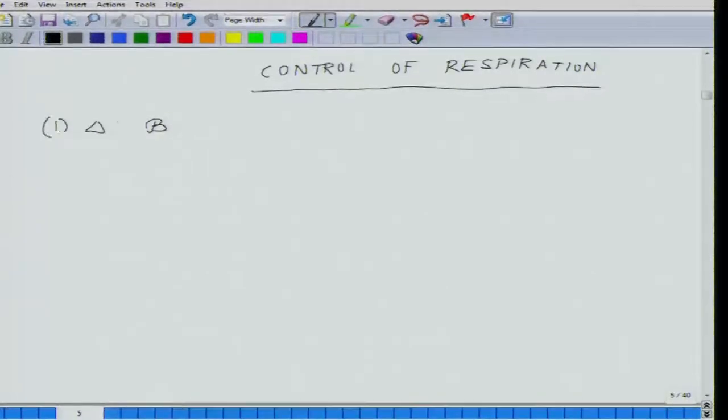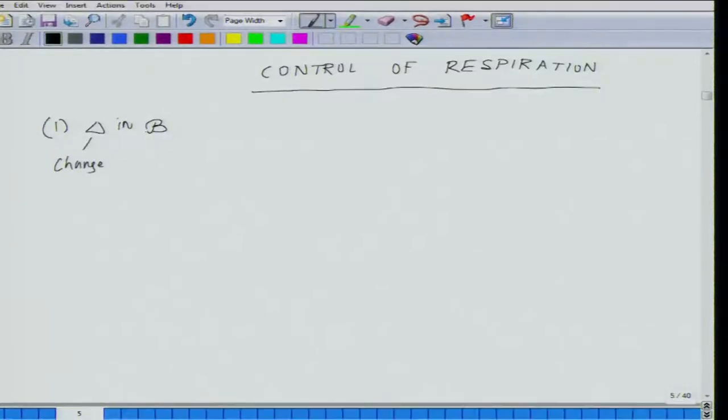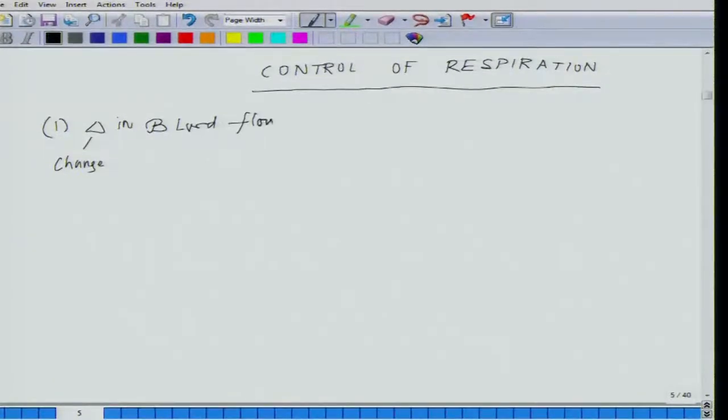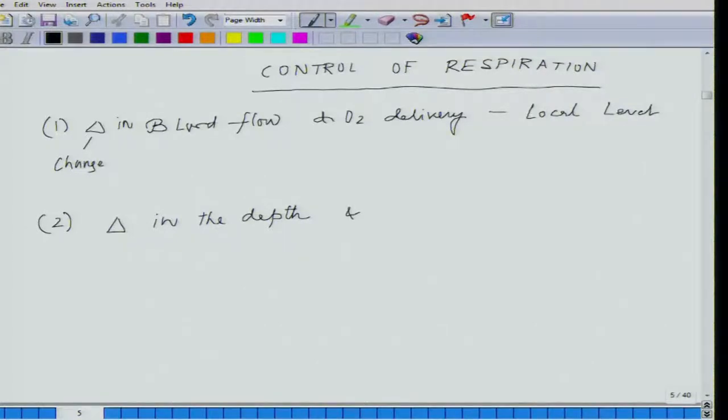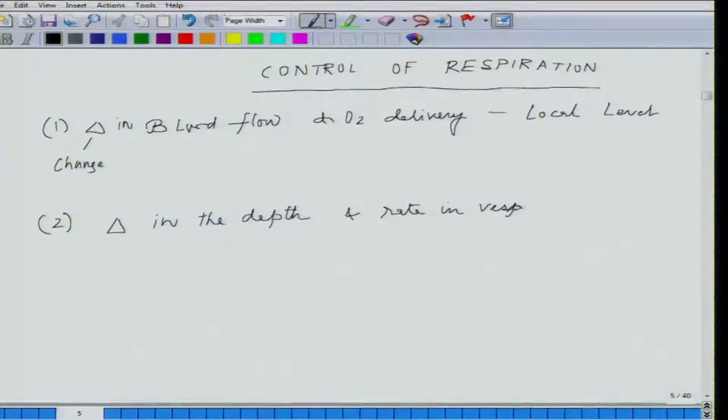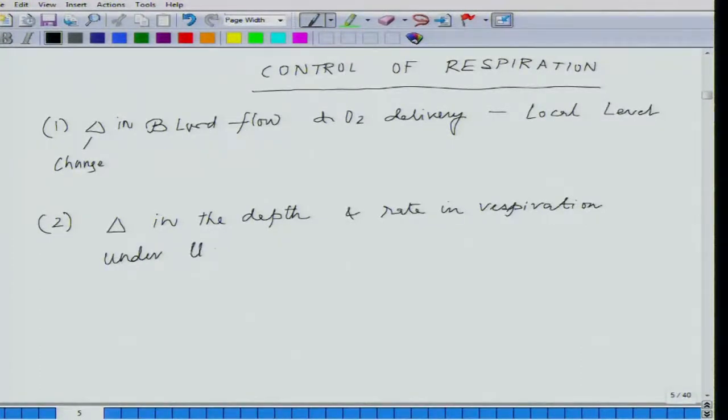So essentially the first thing is a change in blood flow and oxygen delivery that are regulated at the local level, and the second is a change in the depth and rate of respiration under the control of the respiratory center, the brain's respiratory centers.